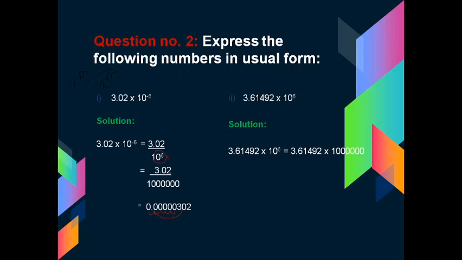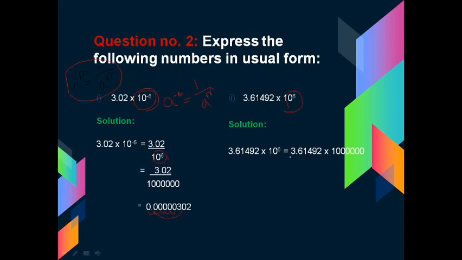When a number is given with a negative exponent, at that time we have to apply this formula. I don't know whether this formula is visible to you or not, so I will write it again: a raised to the power minus m equals 1 upon a raised to the power m. This is the formula we use when the exponent is negative, but here the exponent is given positive, so we will directly multiply with 10 raised to the power 6, and 10 raised to the power 6 is equal to 10 lakh.